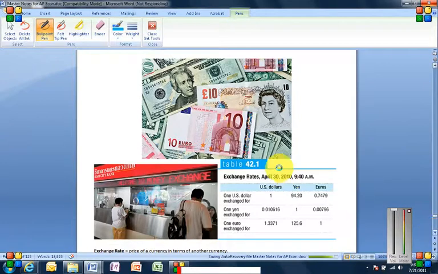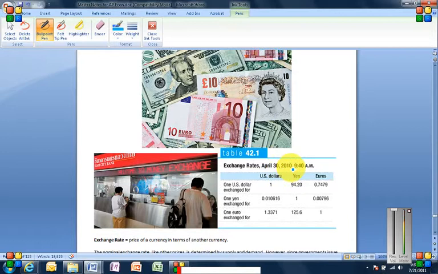And in this example, as you can see, on April 30th, 2010, at this time, $1 exchanged for, you guessed it, $1. But what if you need to exchange it for yen? Well, at that time, the going rate was 94.20 yen. Or if you needed a euro, because you weren't going to Japan, you were going to Europe. And not every country in Europe is on the euro standard. They're not all considered to be in the eurozone.